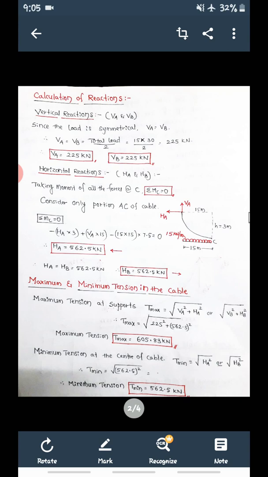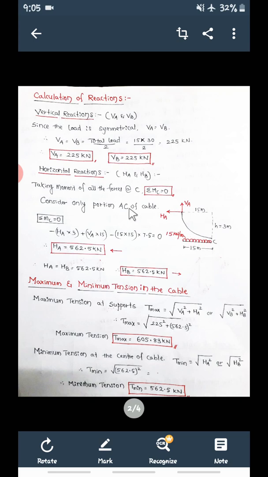Similarly, HB will be the same. So HB is also 562.5 kilonewton. HA and HB will always be the same. Whatever the load may be, HA and HB have the same values. Okay, right. So this is finding the vertical reactions and horizontal reactions.